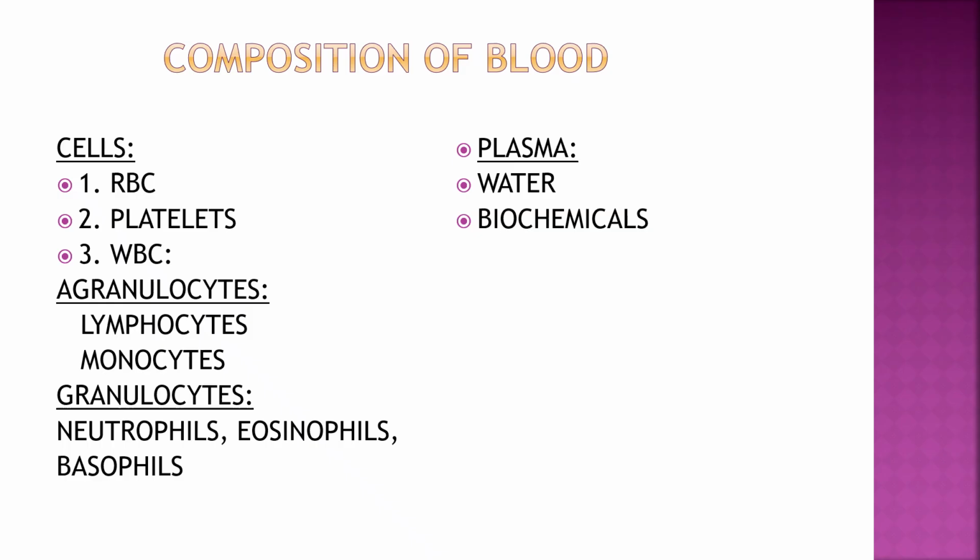The liquid portion is called plasma, and it mainly contains water, 80 to 90%, and then biochemical substances, organic and inorganic. Organic ones are glucose, fatty acids, amino acids, proteins. These are all organic compounds. Inorganic ones are sodium, potassium, chloride, calcium, phosphorus, iodine, iron, magnesium. These are all inorganic compounds. So these form the biochemicals which are present in plasma.